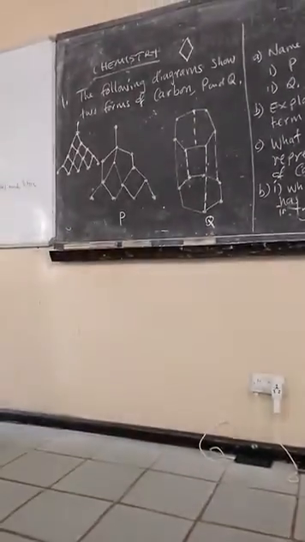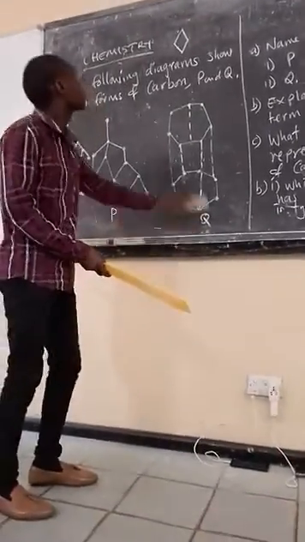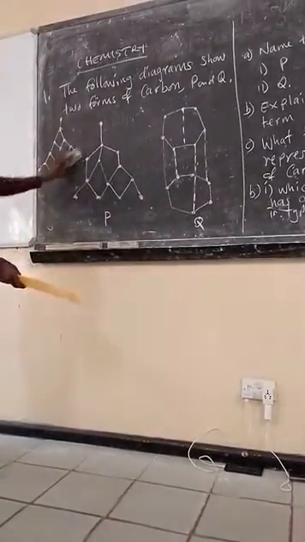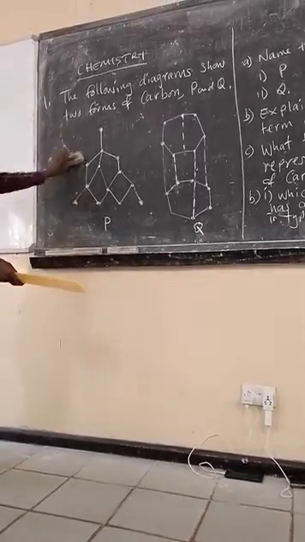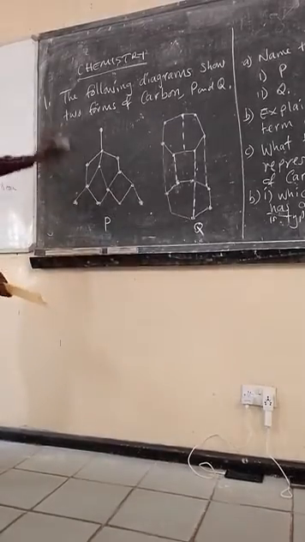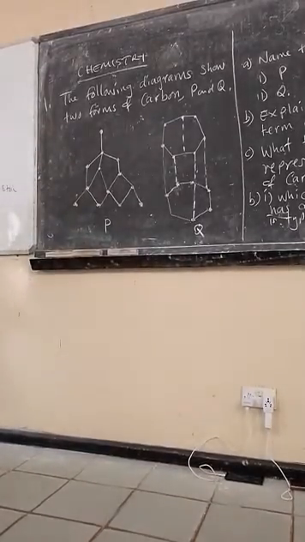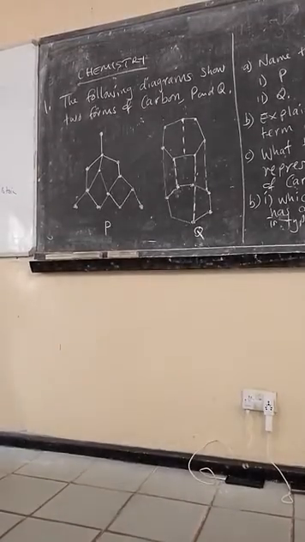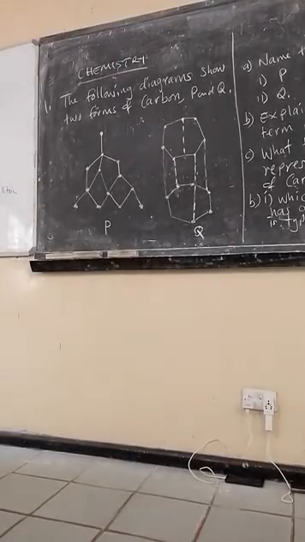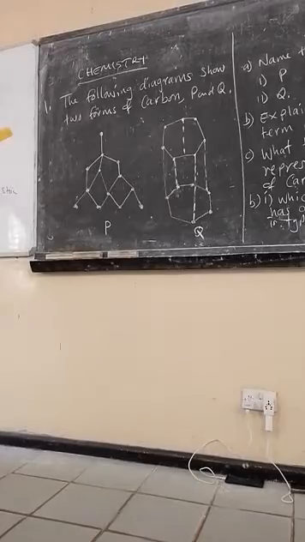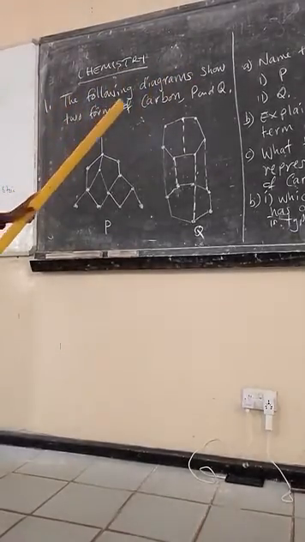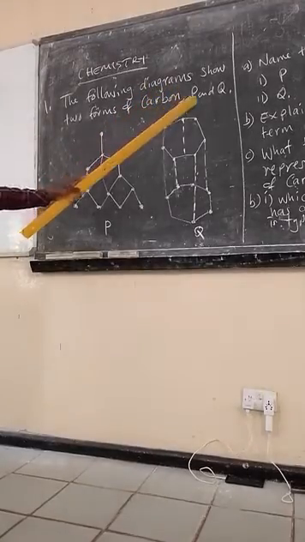We can now look at this question here. This is the question which we are going to do today in chemistry. Remember, we've been doing more of questions that involve calculations, but we also have questions that are qualitative, where we just need to understand the chemistry. Okay? So today's question is, the following diagrams show two forms of carbon, P and Q.